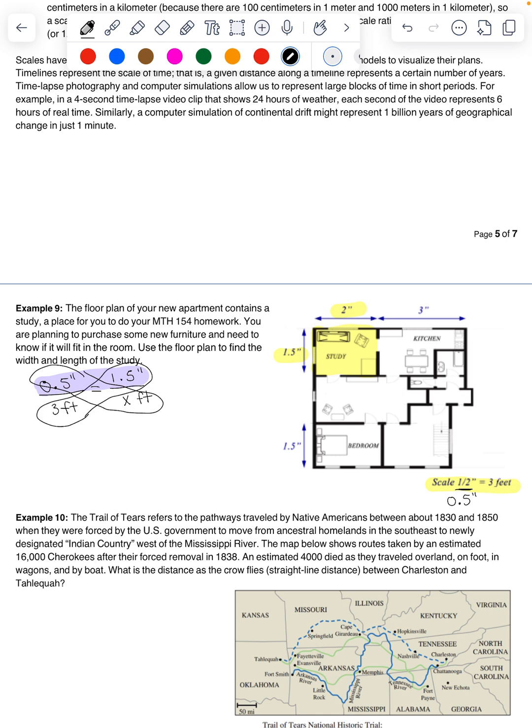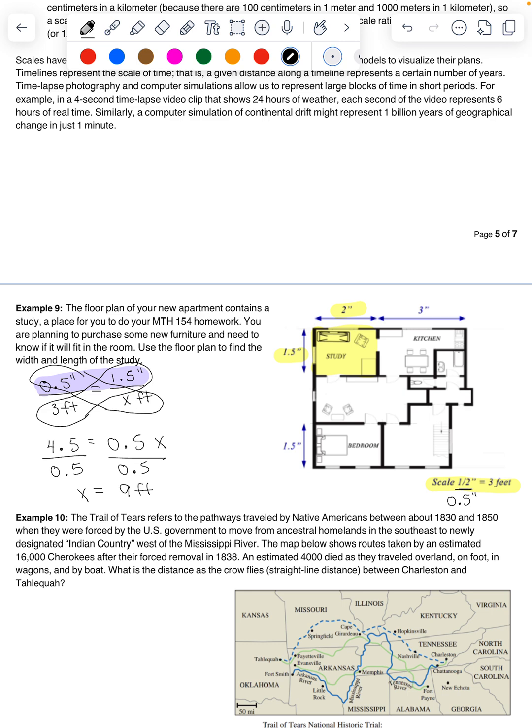So now I'm going to cross multiply. 3 times 1.5 gives me 4.5 equals 0.5 times x. I'm going to divide by 0.5, which is the same as multiplying by 2. So x is 9 feet. So I've now found either the length or the width, whichever one you want to call it, and I need to find the other one.